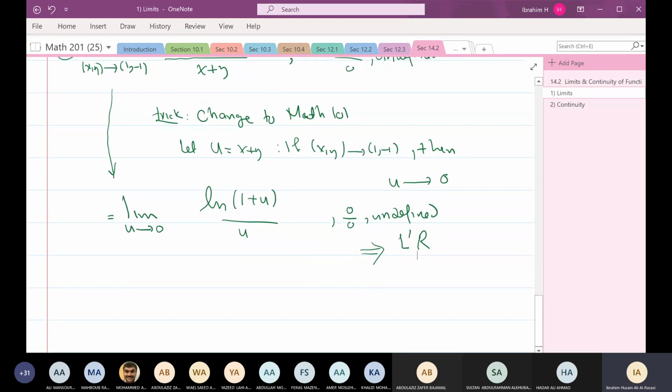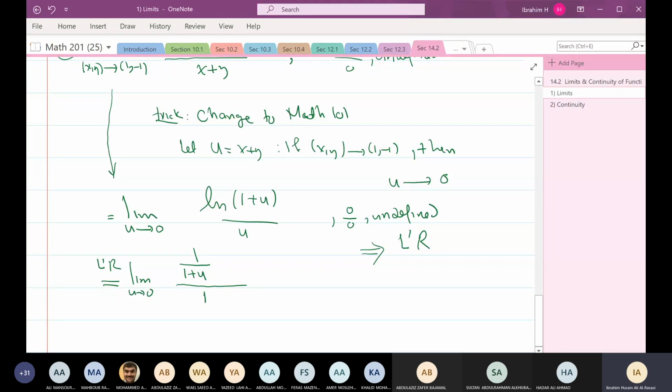Okay, so now by L'Hopital's rule, the limit as u approaches 0. What is L'Hopital's rule? It's just replace the limit by the new limit, where the numerator is replaced by its derivative and the denominator is replaced by its derivative. What is the derivative of ln(1 plus u)? It is 1 over 1 plus u. What is the derivative of u in the denominator? It is 1, so I just put 1 here.